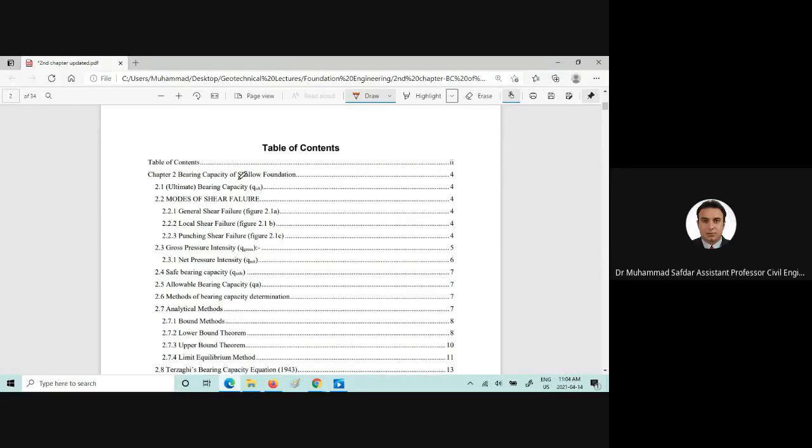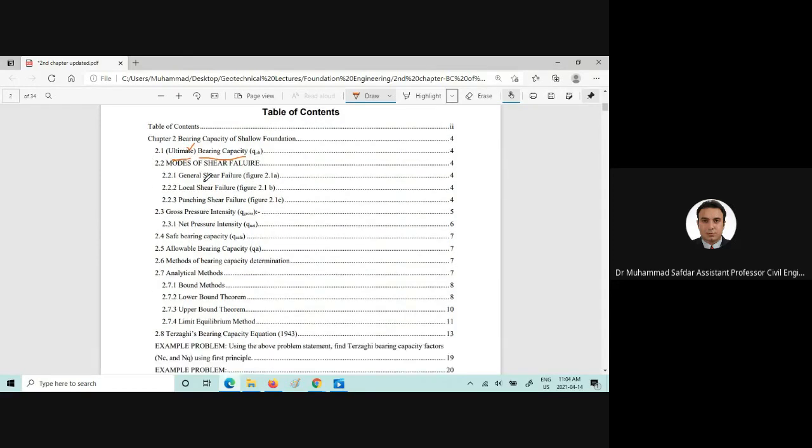with the bearing capacity of the shallow foundation, and we will discuss the ultimate bearing capacity, that what is the ultimate bearing capacity of the soil and how we can define that.